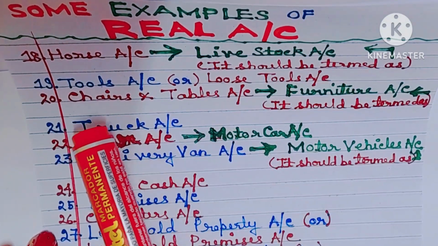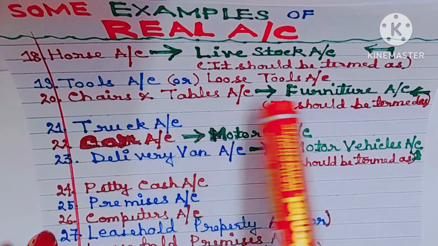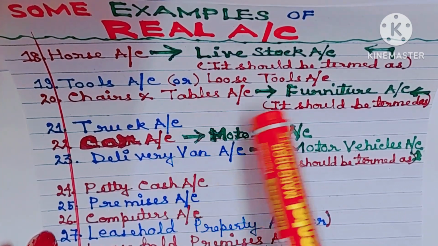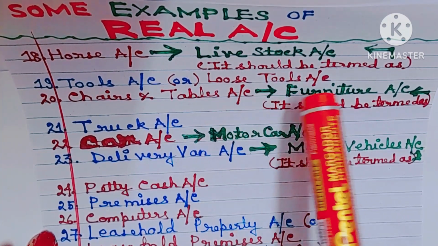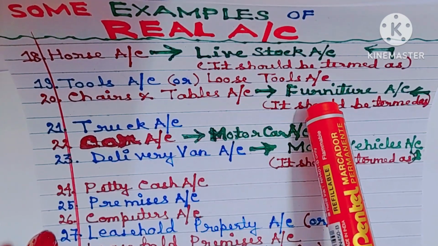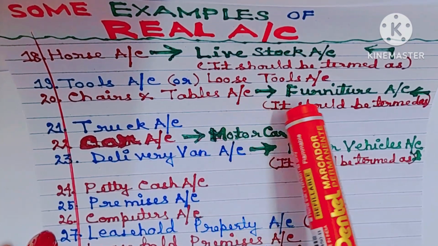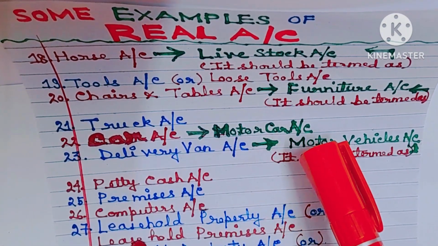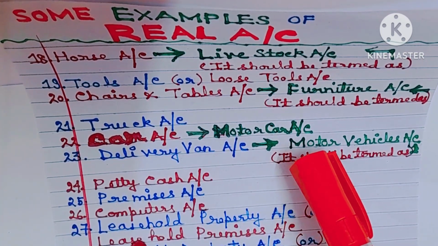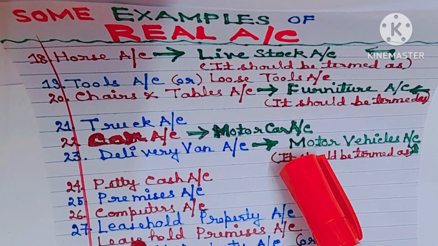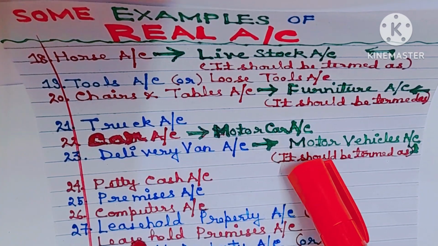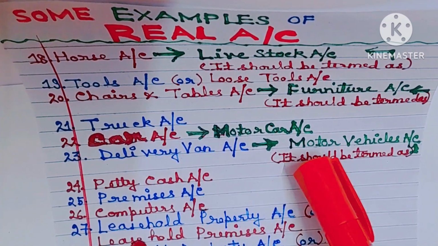Okay? Number 19, tools account or loose tools account. If tools is purchased for the business, you got to write tools account debit to cash account. If loose tools are purchased for the business, you got to write loose tools account debit to cash account in journal. Okay? What is loose tools? Loose tools are assets that are used in various steps of the production process and are therefore important for the conversion of raw materials into finished goods. Loose tools are the current assets of the business as their useful life is limited.